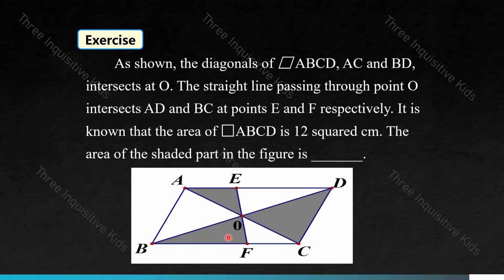So let's do a practice problem. As shown, the diagonals of parallelogram ABCD, AC and BD intersect at O. The straight line passing through point O intersects AD and BC at points E and F respectively. It is known that the area of ABCD is 12 square centimeters. The area of the shaded part in the figure would be blank. I want you to pause the video and try to solve on your own. If you got 6 centimeters squared as your answer, you would be correct.